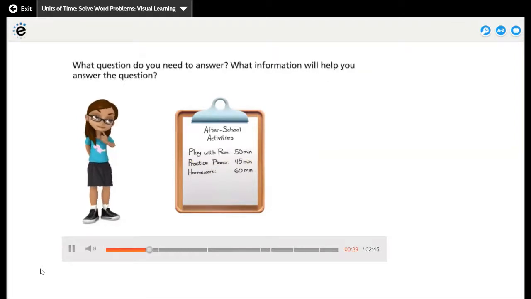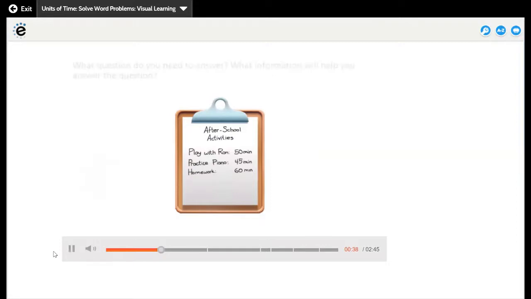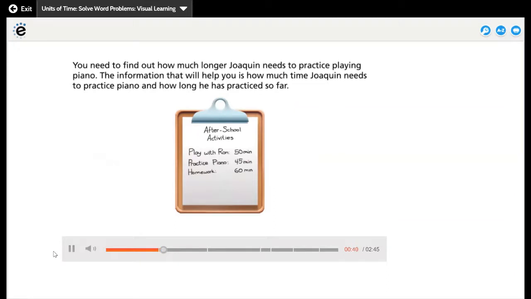What question do you need to answer? What information will help you answer the question? You need to find out how much longer Joaquin needs to practice playing piano. The information that will help you is how much time Joaquin needs to practice piano and how long he has practiced so far.